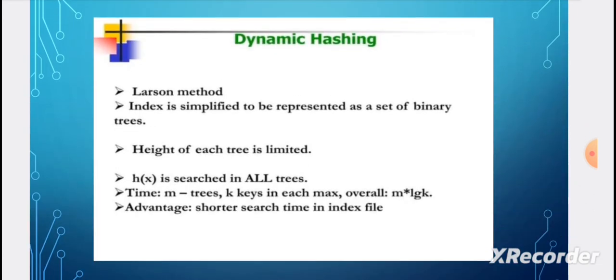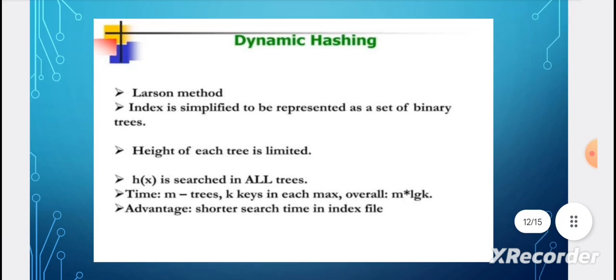So let's have a look at what dynamic hashing is. Larson method. The index is simplified to be represented as a set of binary trees. The height of each tree is limited. H of x, that is the hashing function, is searched in all the trees. With m trees and k keys in each at maximum, the overall time is m into log k. The advantage is shorter search time in each index file.